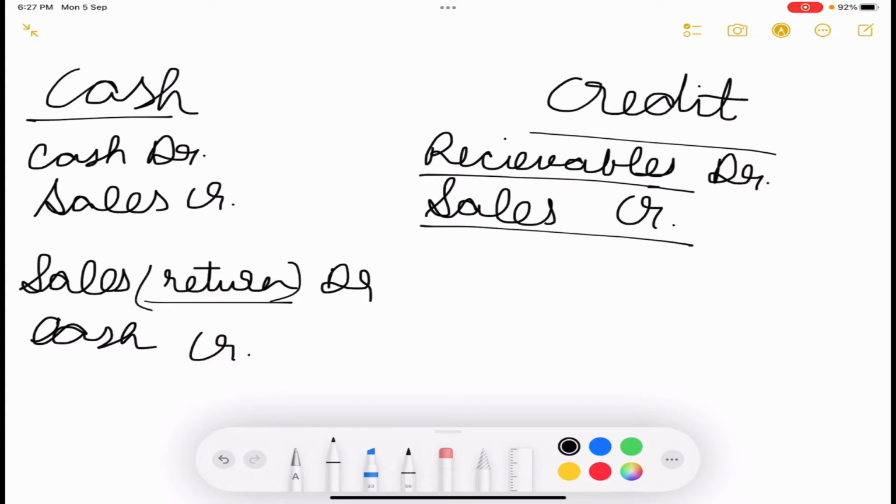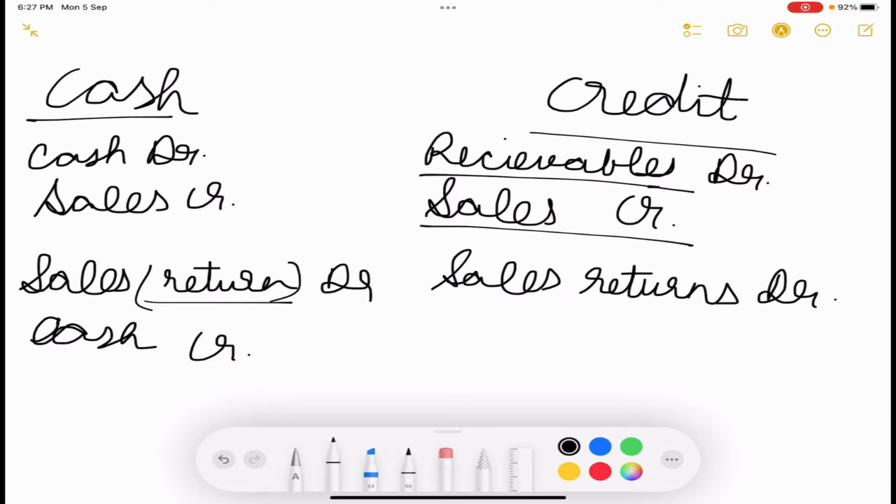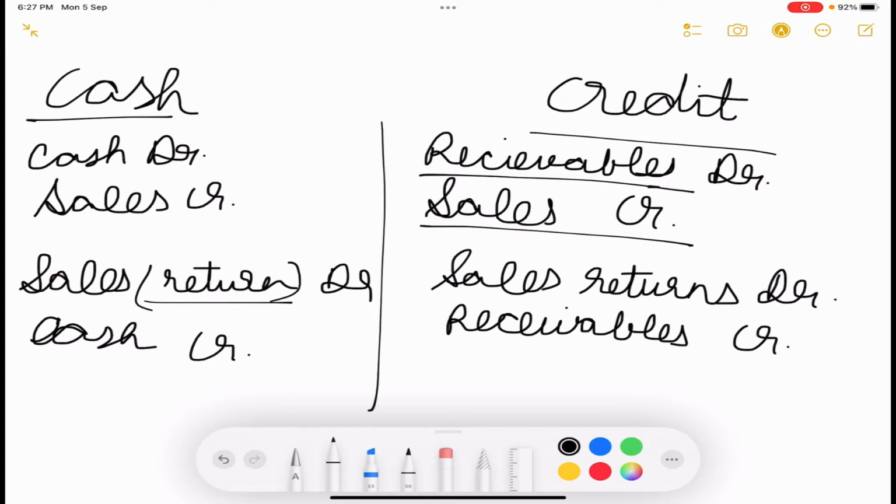So what happens? Sales returns again gets debited, and the receivables get credited. This is basic stuff. This is just putting a reverse of the original transaction. I hope you're clear with this, no doubts in this. Now, this is the entry of sales. I hope you're writing it down.